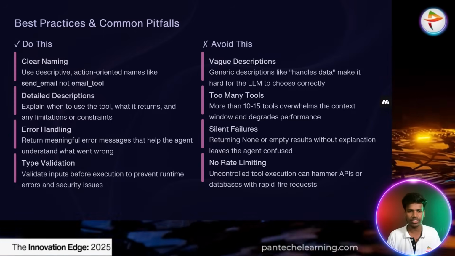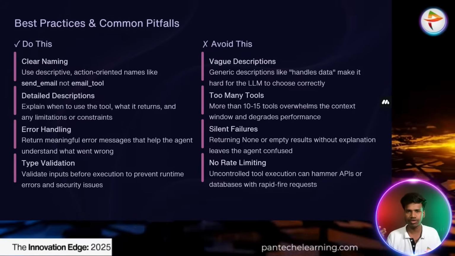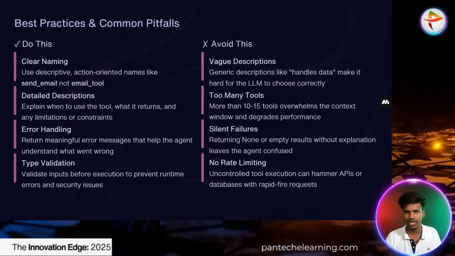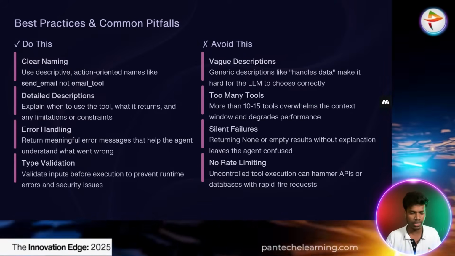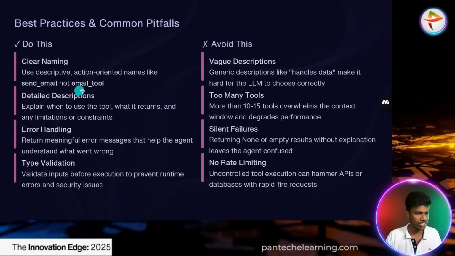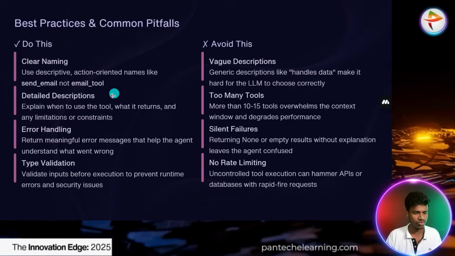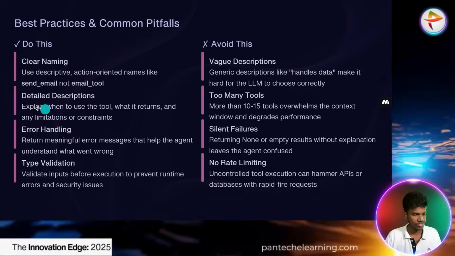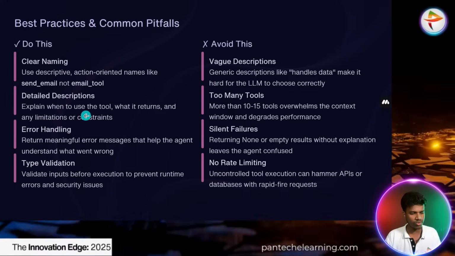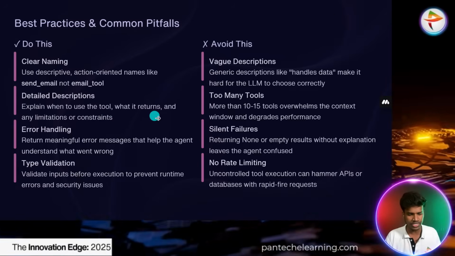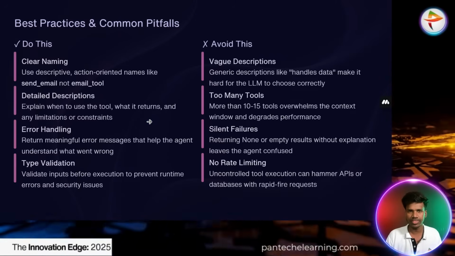For example, if I give Pantech now, next time I might give PantechEx, adding or missing characters. It affects my automation process. And clear naming: use descriptive, action-oriented names like send_email, not email_tool. Spelling mistakes are also important. And detailed descriptions explain when to use the tool, what it returns, and whether any limitations or constraints exist. We have to check the description for that.